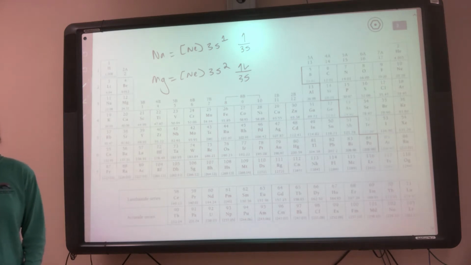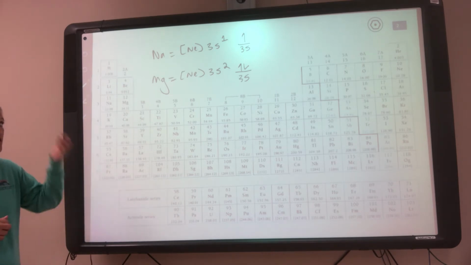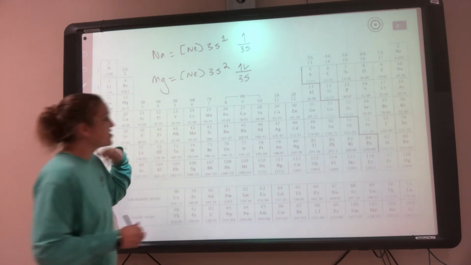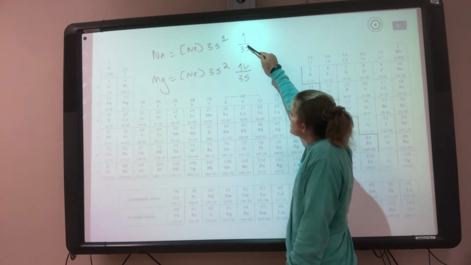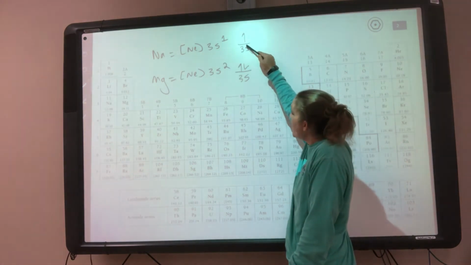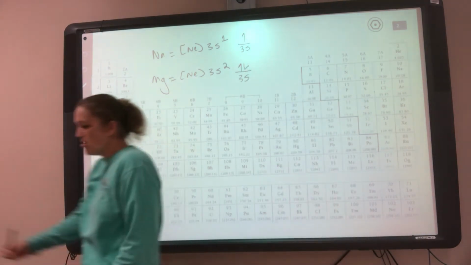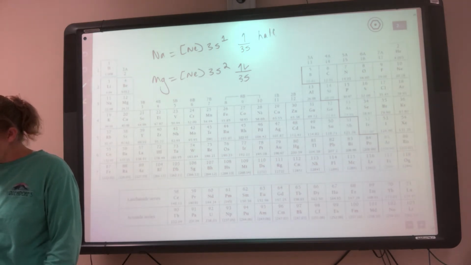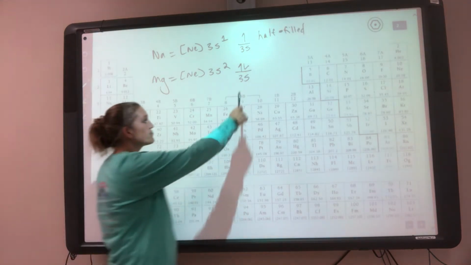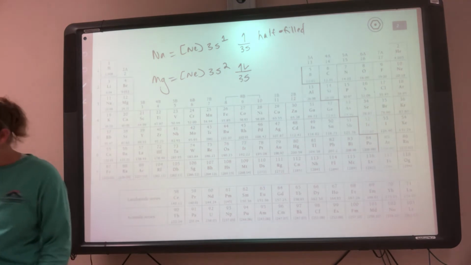So let's talk about their status. That first ionization energy is taking my first electron away. So for sodium, this electron that I'm going to take away, because it's the outside, my valence electron, is in a half-filled orbital, because every one of these lines can only take two. So it is half-filled. Okay? Let's look at magnesium. It's got two electrons here, so it is completely full. So it is filled.